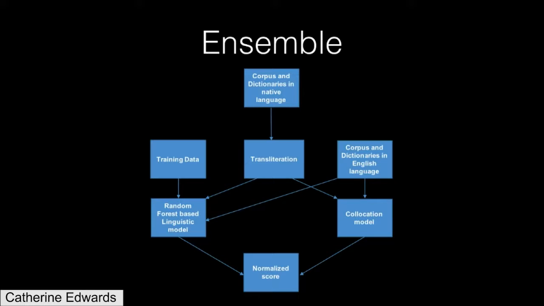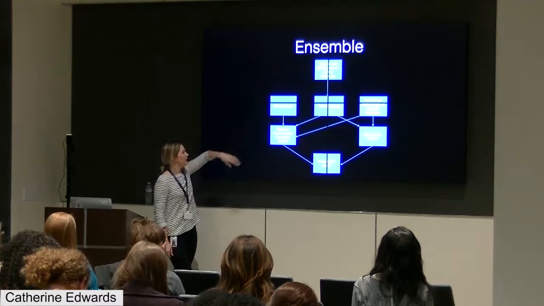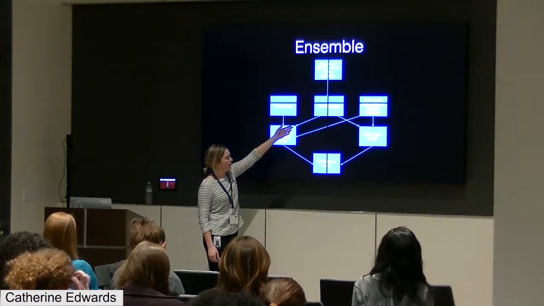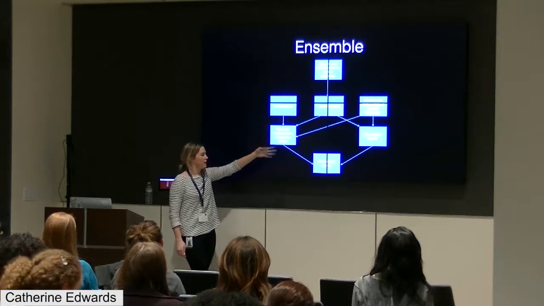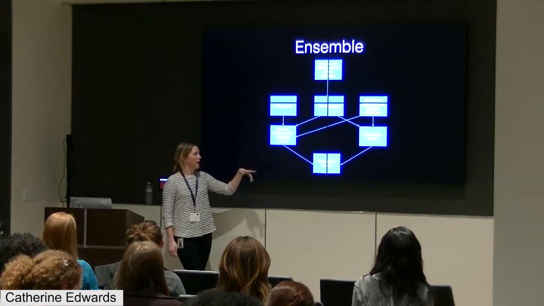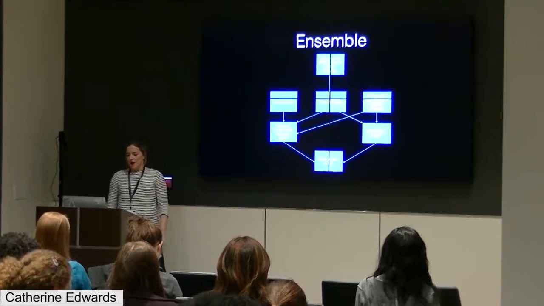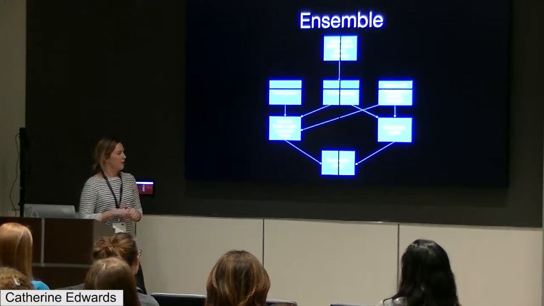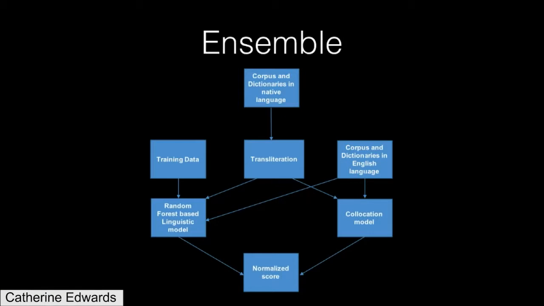So we have our training data set that I mentioned we got from reverse engineering DGAs and from the Alexa 1 million. We have a corpus of dictionaries in the English language. We took the dictionaries from other native languages and transliterated them, and then we combined both of those models and normalized them into a single score, which we have running in our big data pipeline for our information security and risk management group. So this is one that we're really proud of.